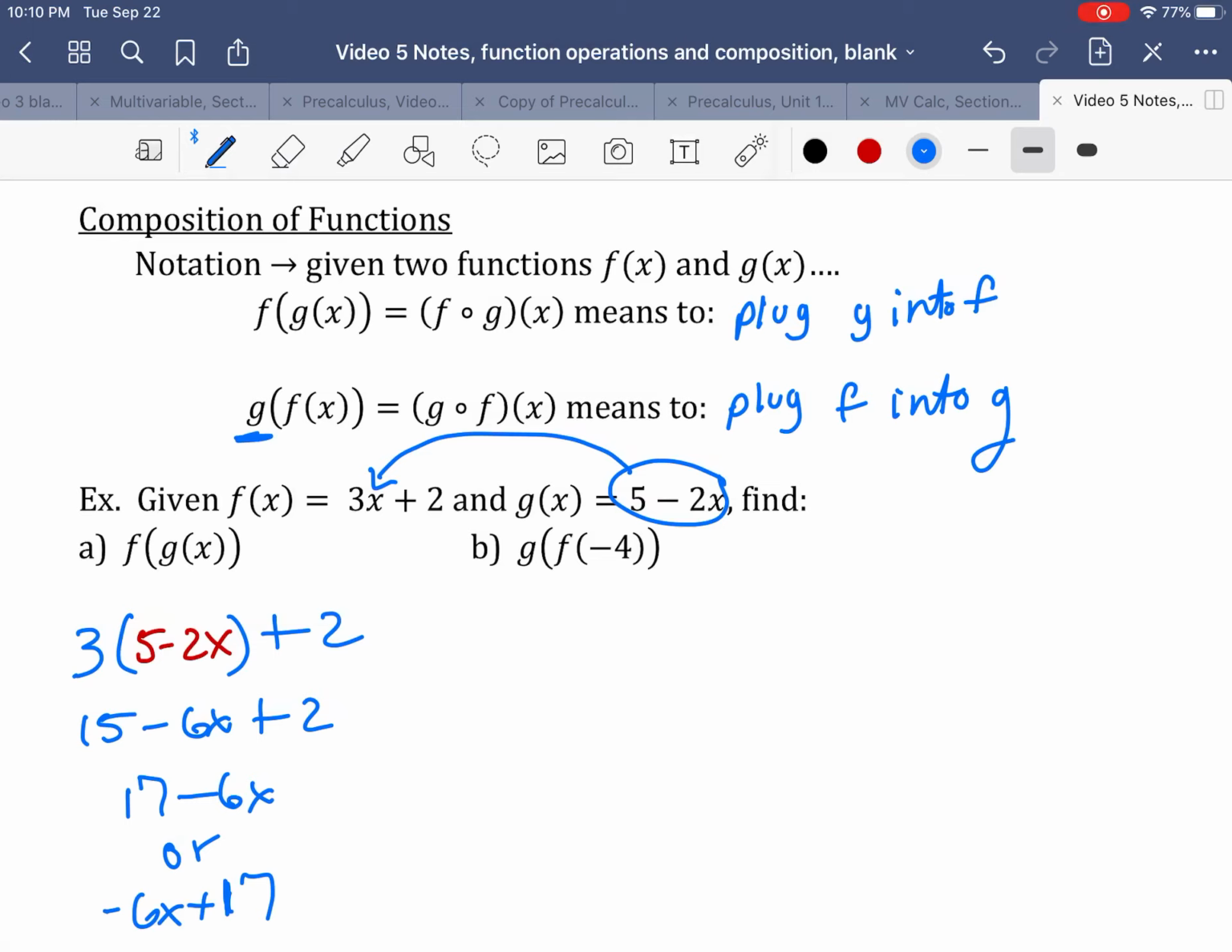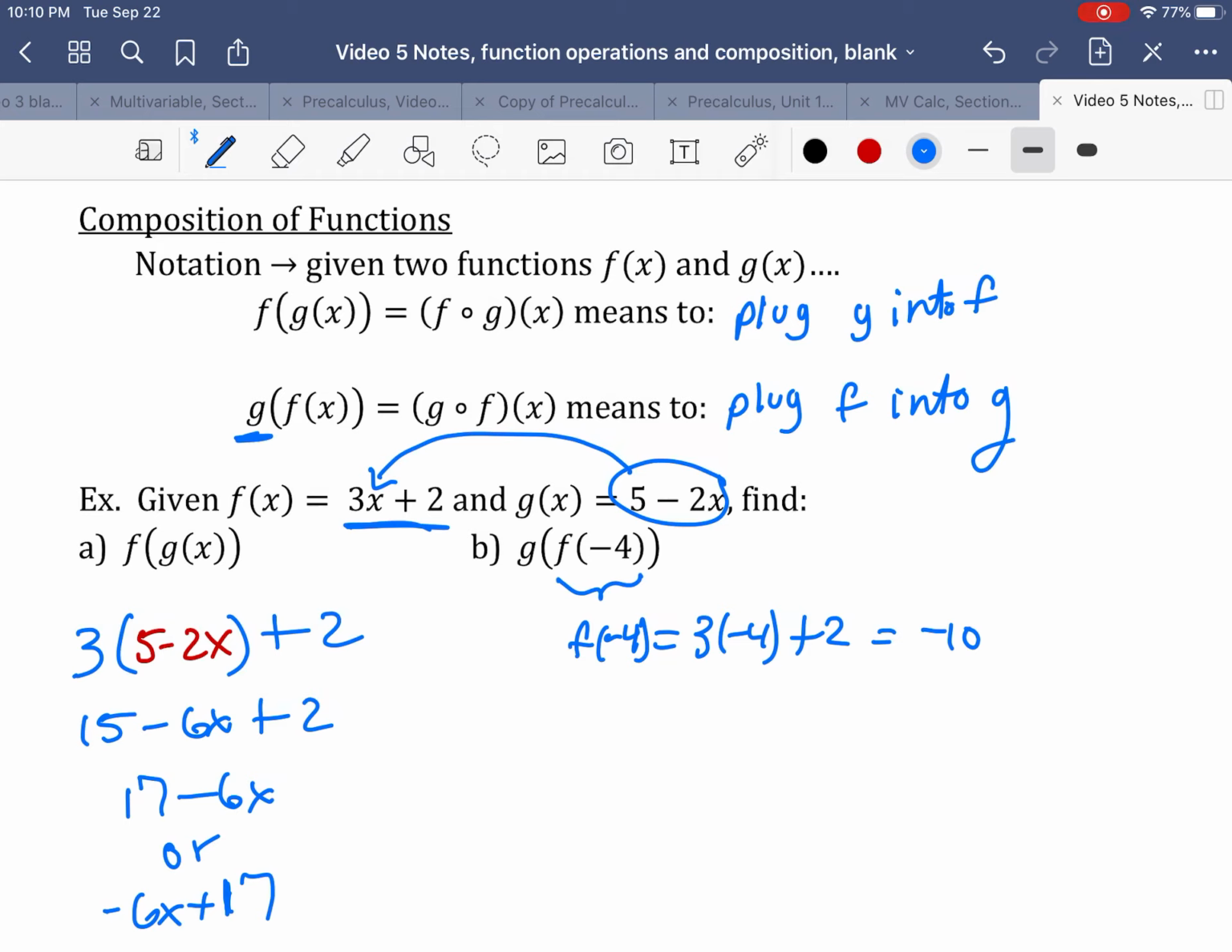This says g of f of -4. So I think it's easier to just go ahead and, because I don't want to do all this work of plugging stuff into each other, why not just find f of -4? So f of -4 is me plugging -4 into this. So 3 times -4 plus 2. So it'd be -12 plus 2, so it'd be -10.